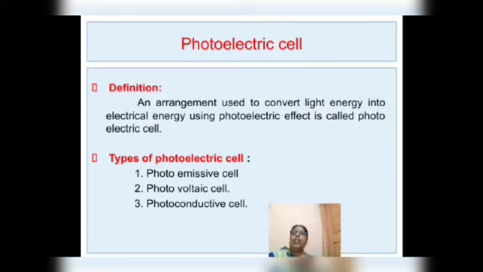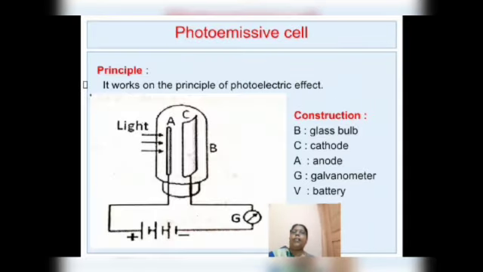There are three types of photoelectric cell. First is known as the photoemissive cell, second is known as the photovoltaic cell, and third is known as the photoconductive cell. Then first, the photoemissive cell. The principle of the photoemissive cell is that it works on the principle of the photoelectric effect.